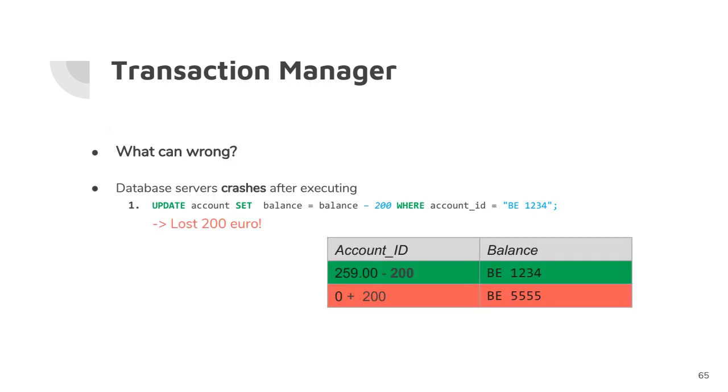So what can go wrong? The first thing that can go wrong is I execute my little transaction. It checks my balance. It's okay, I have more than 200 euros. Then I update the account and subtract 200 euros. And then somebody at the bank pulls the power out of the server. And then, yeah, you lost 200 euros. That's something you don't want. That's something you want to prevent.